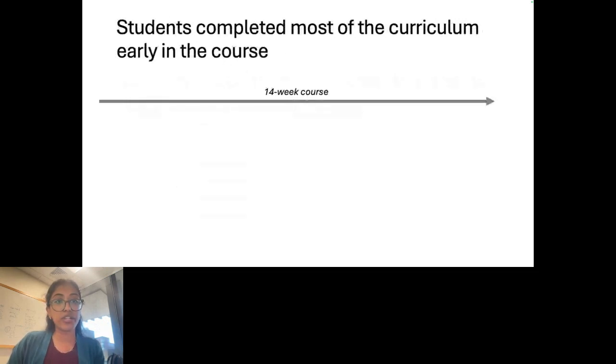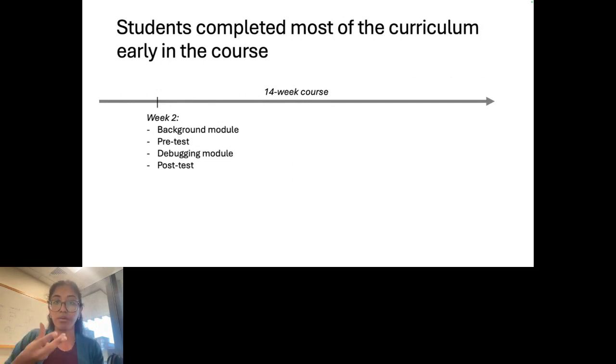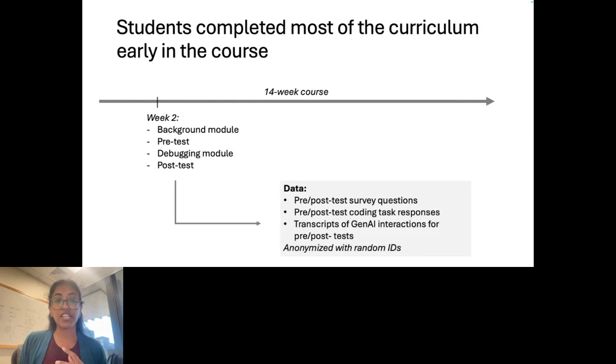The course is 14 weeks in total, but students completed most of this curriculum pretty early on in the course. In week 2, I had them complete the background module. They did a pre-test, then the debugging module, and then later on a post-test. And on the pre-test, the post-test, and any exercises throughout the modules, they were specifically asked to use generative AI tools. I didn't specify which ones exactly, but from their interactions and the data that they generated through these modules, we were able to actually get a lot of data on how the students were using these tools.